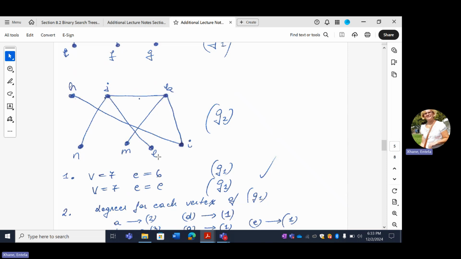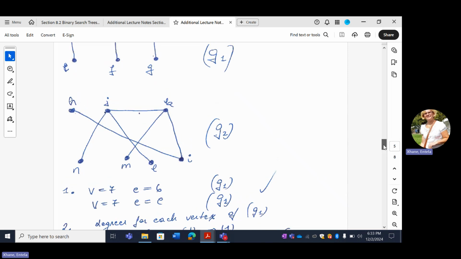J to L is 3. M to K is 4. J to K is 5. And K to I is 6. So these two graphs share the same number of vertices, the same number of edges. Therefore, condition number 1 is satisfied. Now we are going to test the sequence of the degrees.